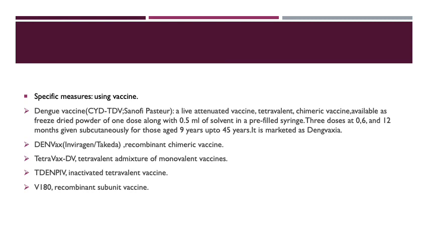Then we have Denvax, a recombinant chimeric vaccine. We have Tetravax DV, which is a tetravalent admixture of monovalent vaccines. Then we have TDENPIV, which is an inactivated tetravalent vaccine. And lastly, we have V180, which is a recombinant subunit vaccine.